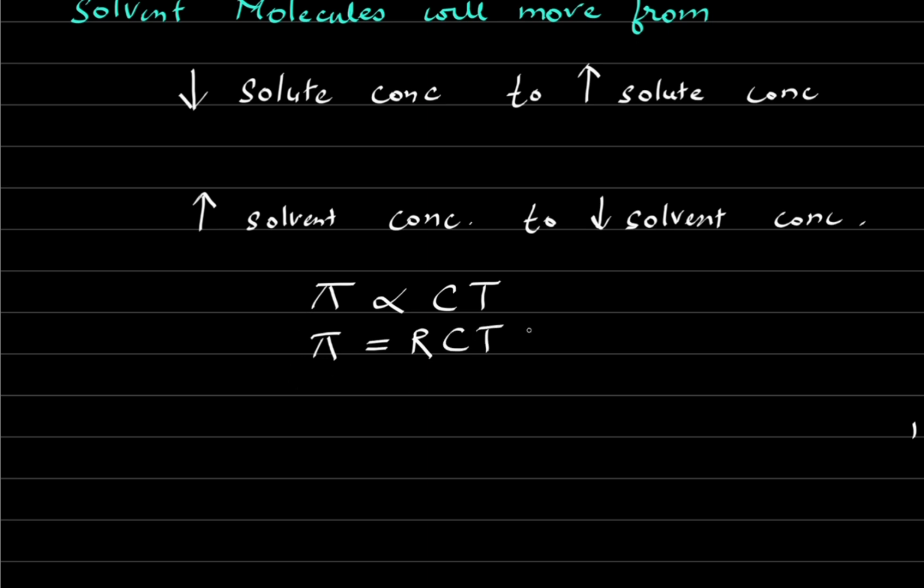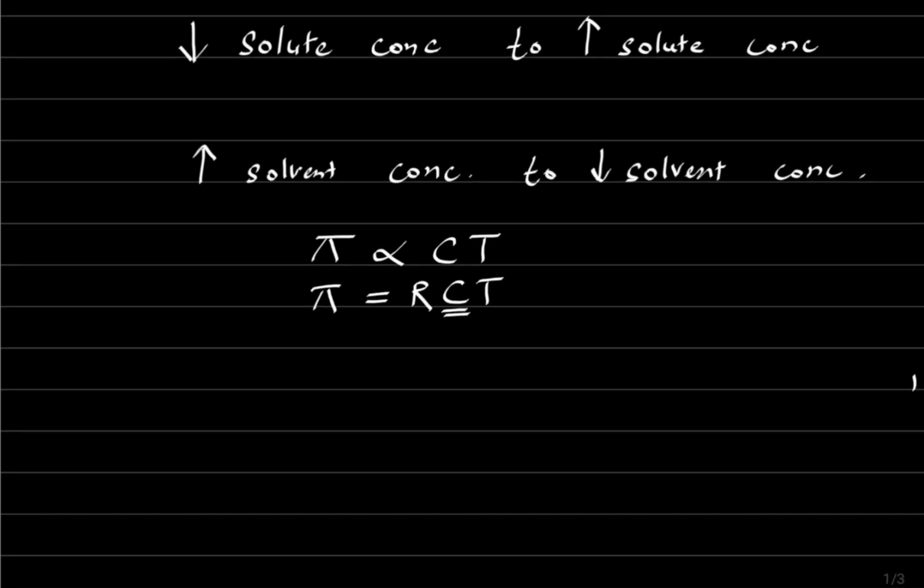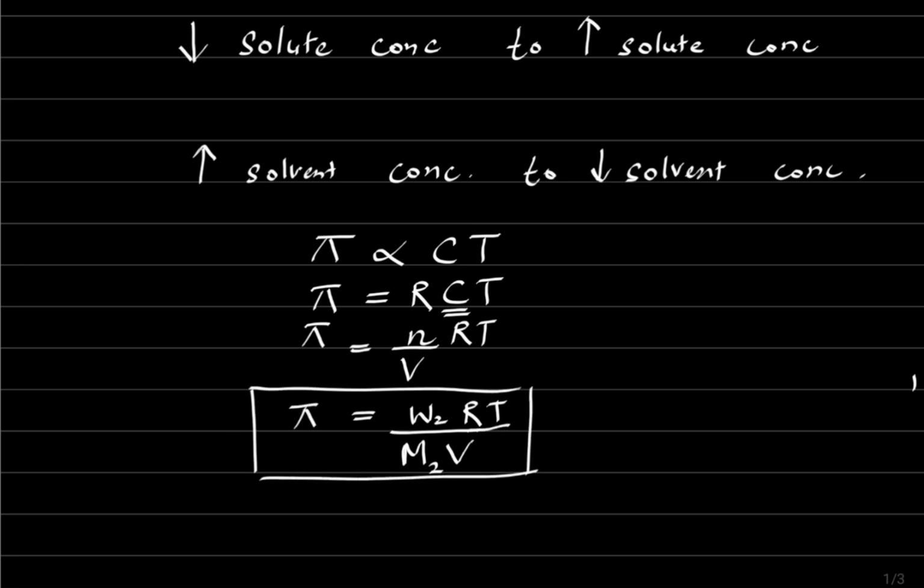Now we'll have to expand this relationship a little bit. Concentration here is expressed in molarity. So that can be written as moles of solute divided by total volume of the solution. R and T remain as such. Moles can be further written as the given mass of the solute in the solution, divided by molar mass of the solute. Everything else remains as such. So here, this is the relationship that you can use to find out molecular mass of the solute.